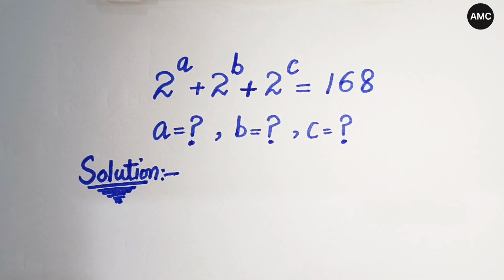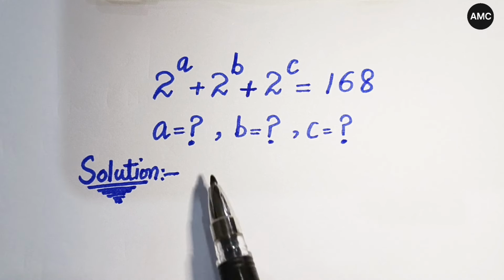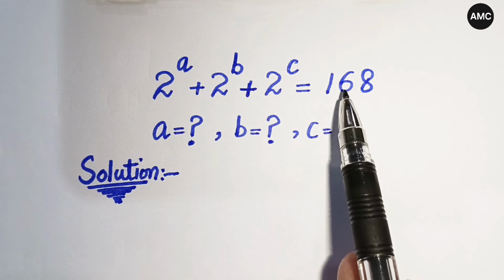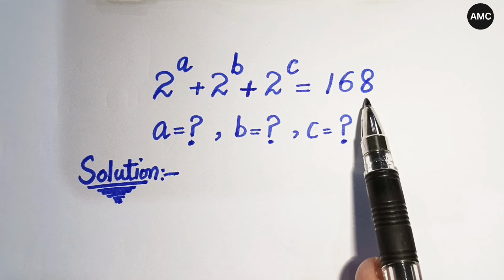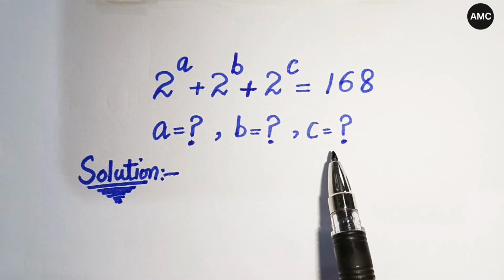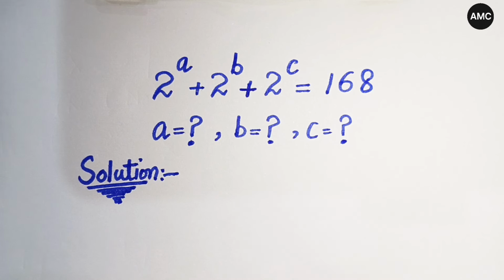Today we have a nice mathematics Olympiad problem: 2^a + 2^b + 2^c = 168. Here we have to find the values of a, b and c. Now let's start our solution.